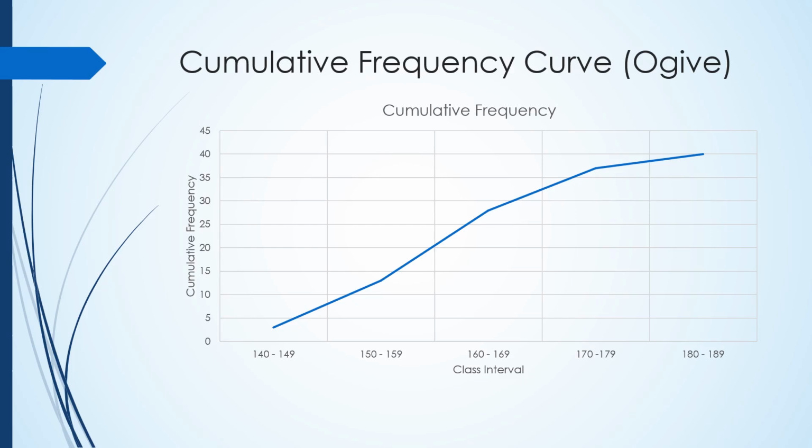Looking at patterns and trends, the Ogive shows how many students fall below a certain height. Steeper sections indicate higher concentrations, while flatter sections show fewer data points in that range. This makes it easy to estimate medians, quartiles, and overall data spread at a glance.